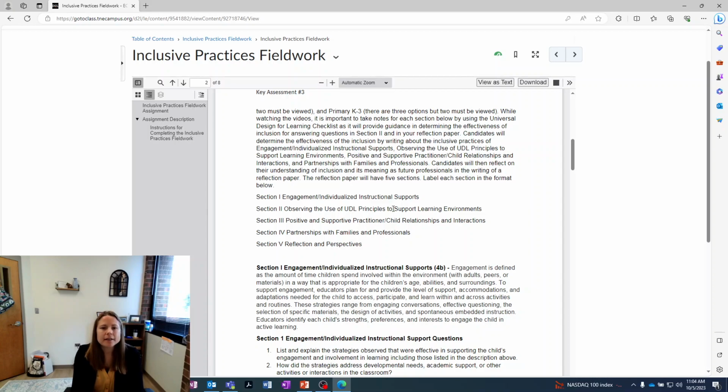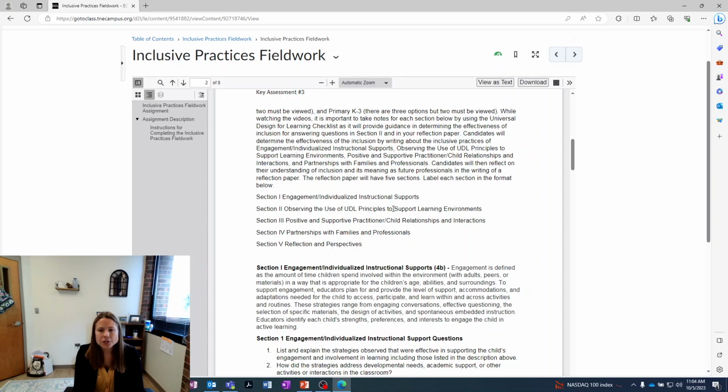So while you're watching videos, take notes, right? Take notes about each section using the Universal Design for Learning checklist. And what this is going to do is provide you guidance in determining if it is in fact effective inclusion, right? And you're going to be writing about those 4 important aspects under UDL, right? The engagement, the individualized instructional supports. You're going to be looking at, are you seeing these UDL principles put in place in their supportive learning environments?